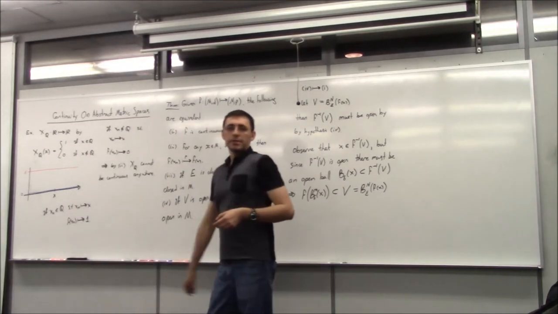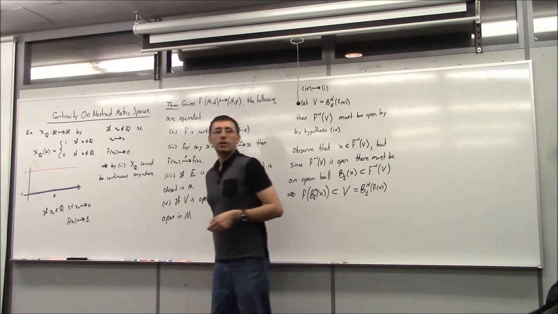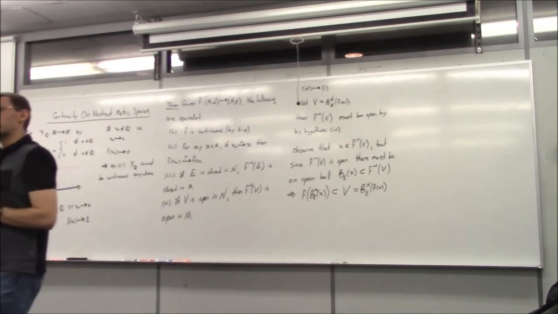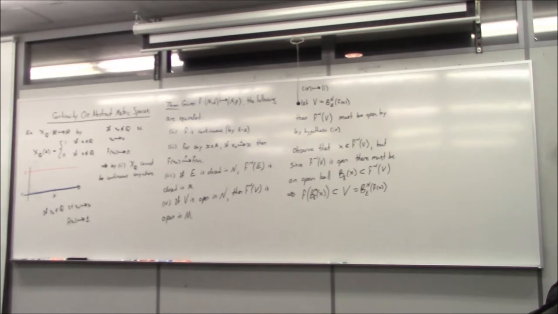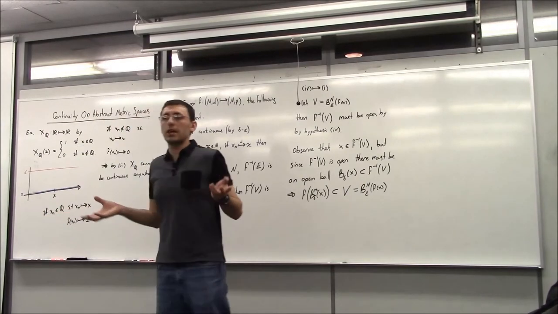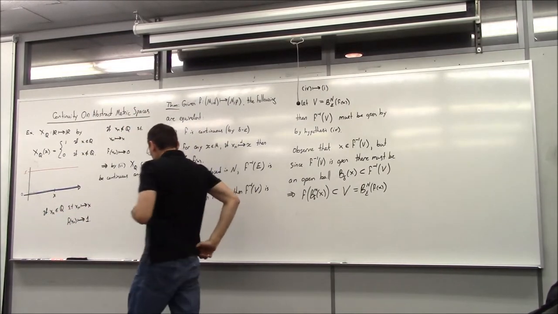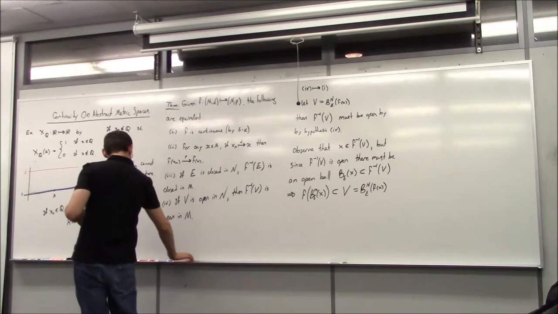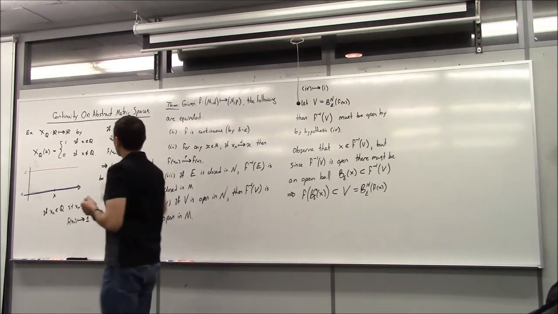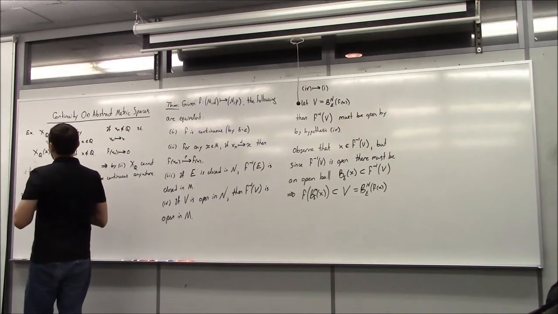Let's try the other conditions. Let's try condition number 4. The way you detect lack of continuity is that you find an open set in the codomain and its preimage is not open. If that happens, the function cannot be continuous. So can we do that? That's one way to do that. Now let's try to do this.